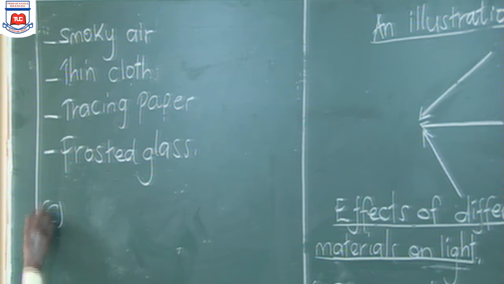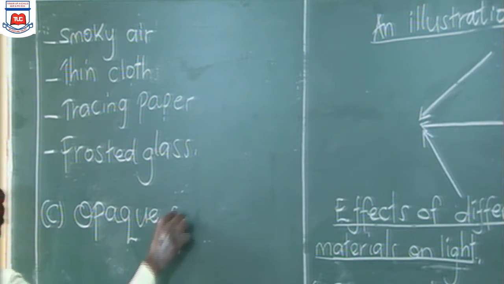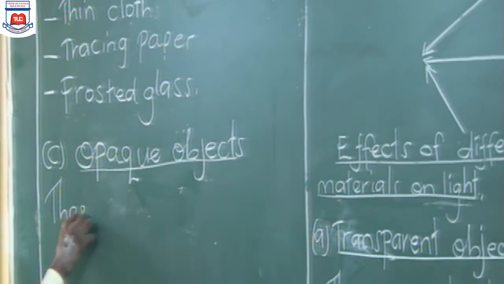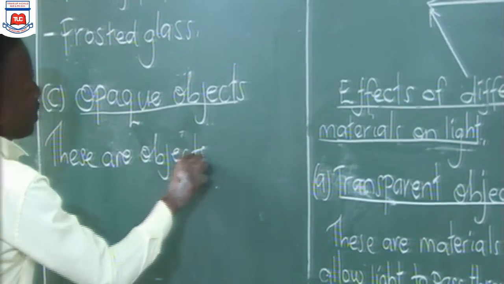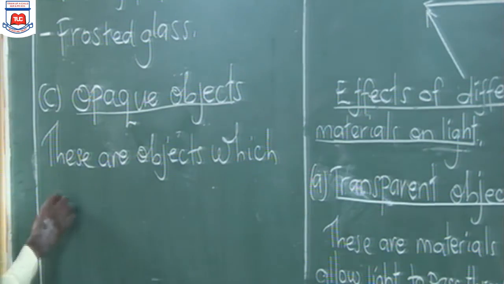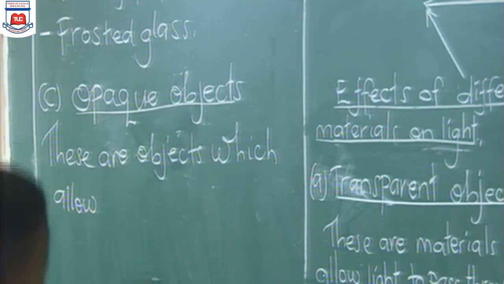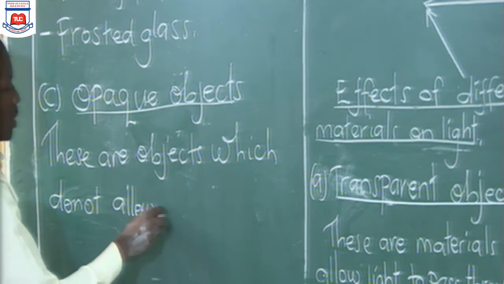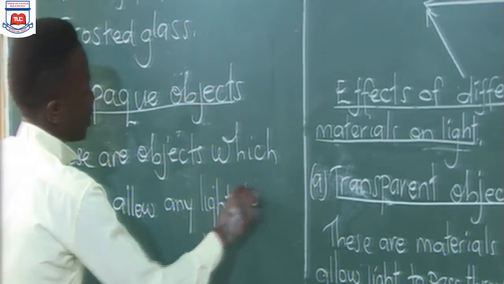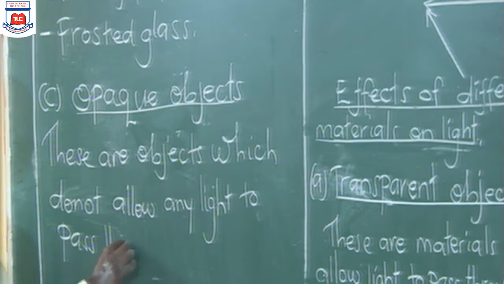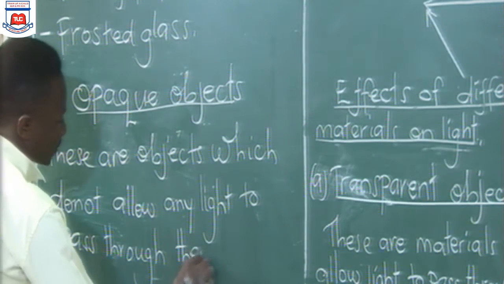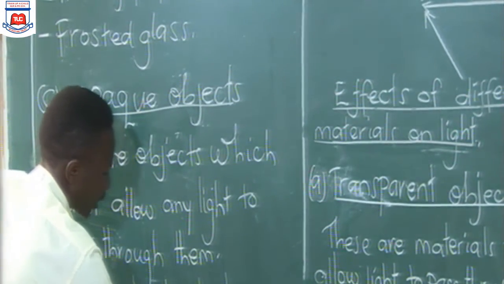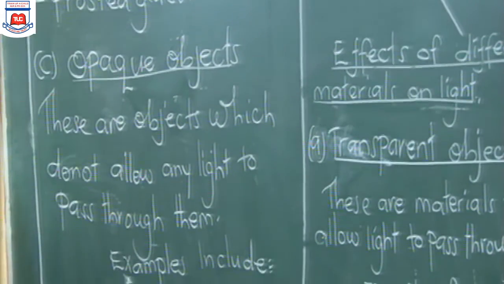So leaving that apart, let's also look at the other objects. Call them opaque objects. We say these are objects which do not allow any light to pass through them. And examples include the following.